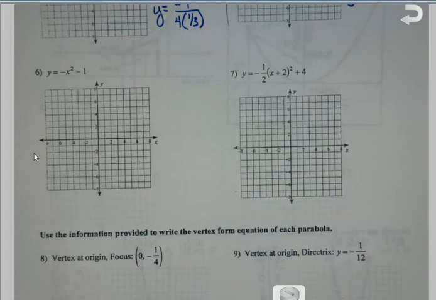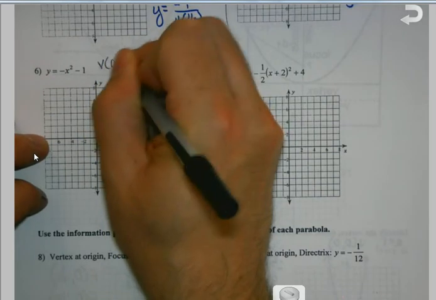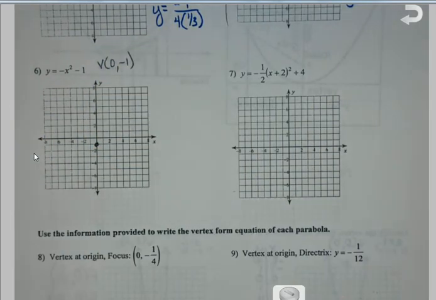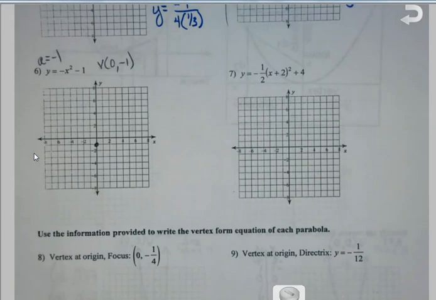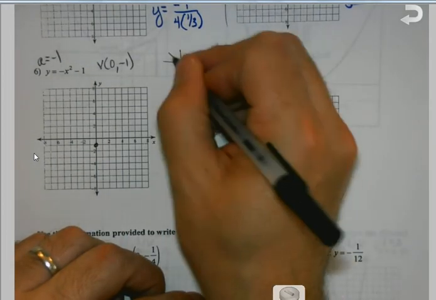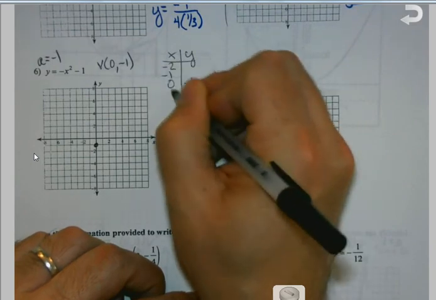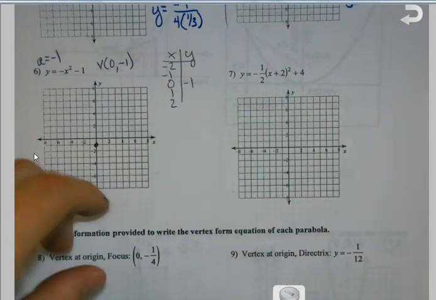Speaking of, where is my vertex going to be on number 6? Yeah, my vertex is going to be at 0, -1. And what direction is it going to be opening? Down, because my a is -1. So I'm like, okay, well, let's see. Let me do a quick sketch over here so I can get my values situated. Again, just a couple of values above and a couple below, whether by calculator or your brain. I like using my brain.